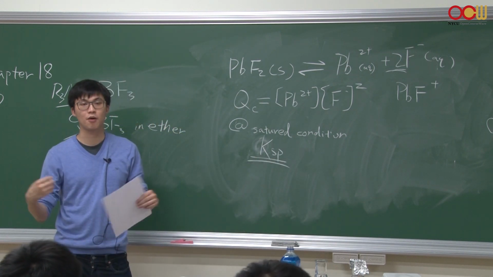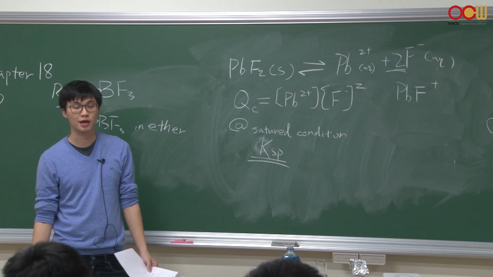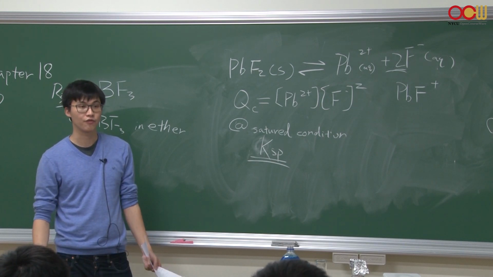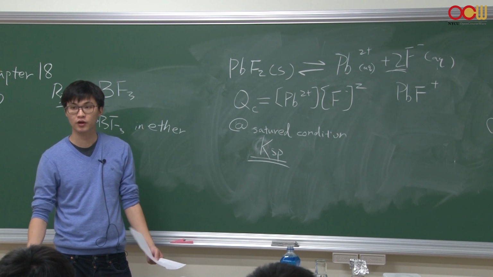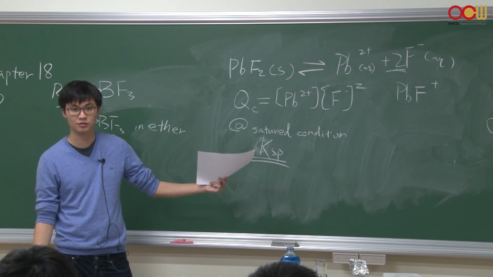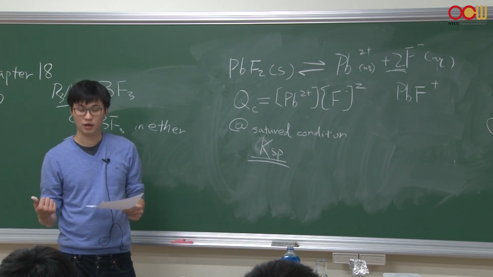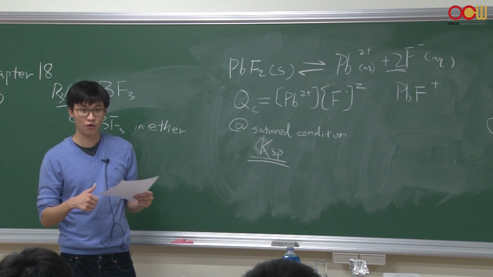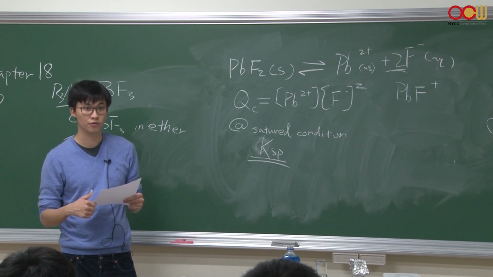All right, so generally, when we're looking at Ksp, look at how much ion you can form. That means when an ionic compound is very soluble, it can generate a lot of ions. The Ksp is going to be very high. And if the Ksp is low, that means it's poorly soluble.